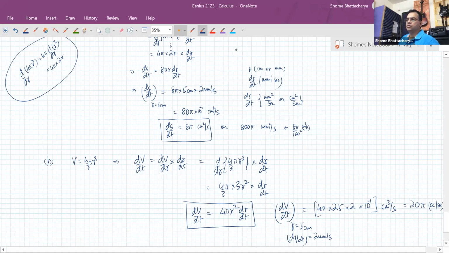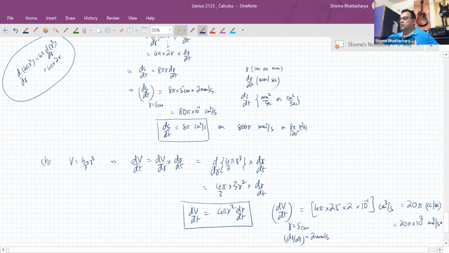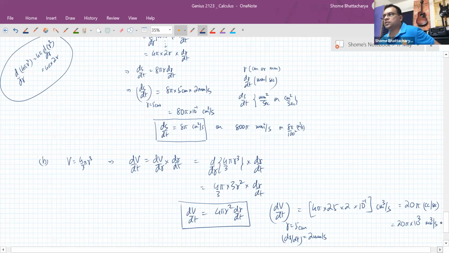You're getting the same value? Sir, I got 20,000 millimeter cube per second. So that's the same thing, right? Yes, sir. Because 20 pi centimeter cube will be 20,000 pi millimeter cube. So that's equivalent to this thing into 10 raised power 3 in millimeter cube per second. Okay, so that's this amount, guys.